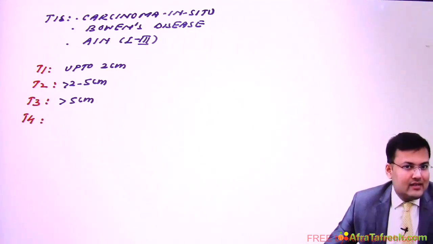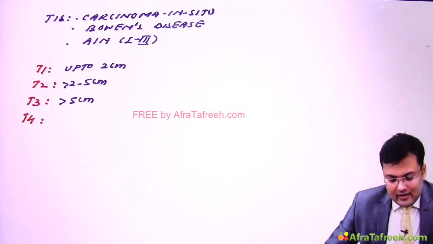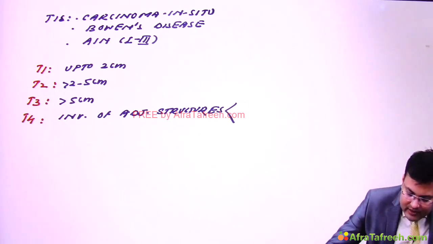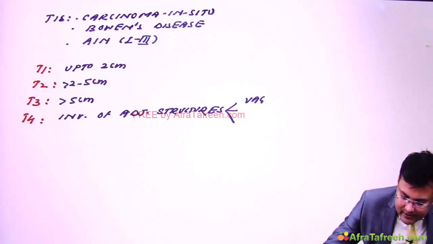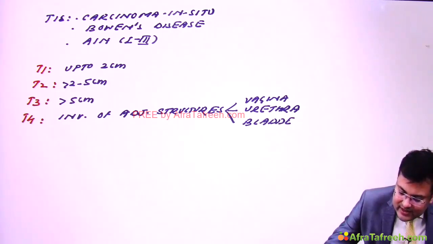So what are the adjacent structures involved in T4? Like vagina, urethra and bladder. Clear? So this is T staging.